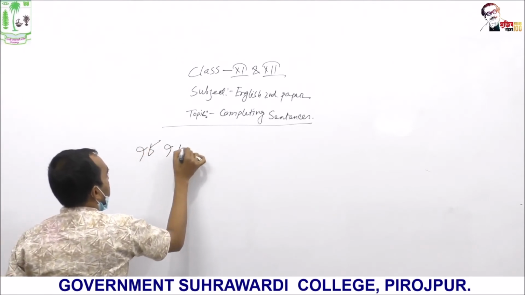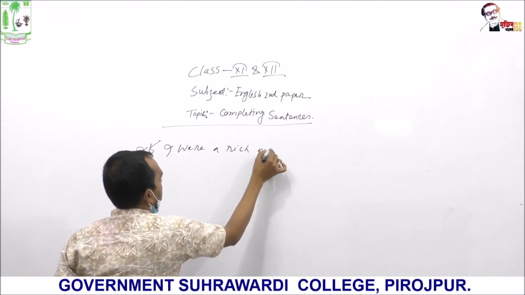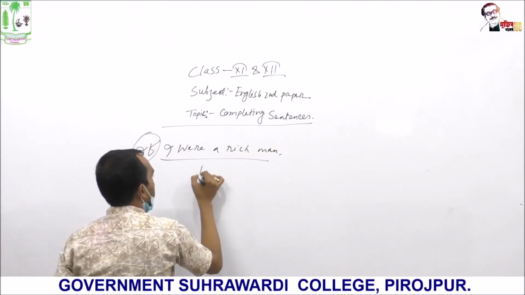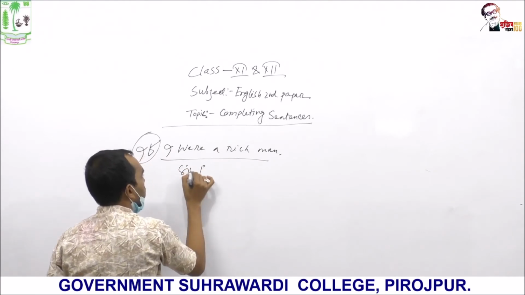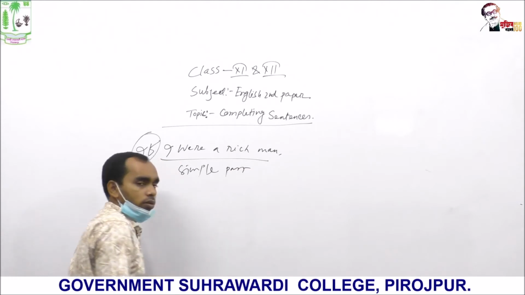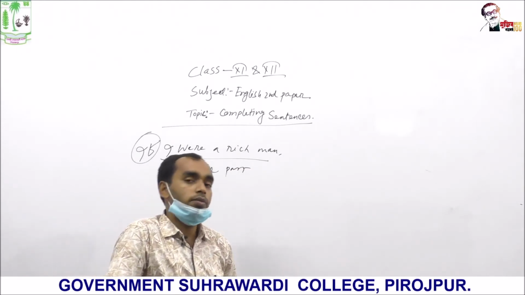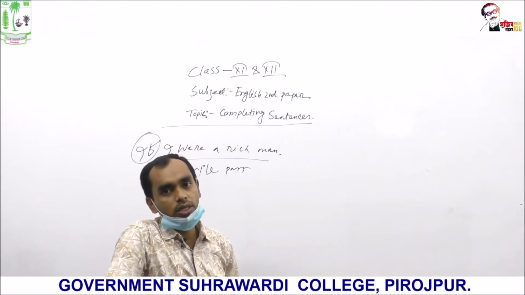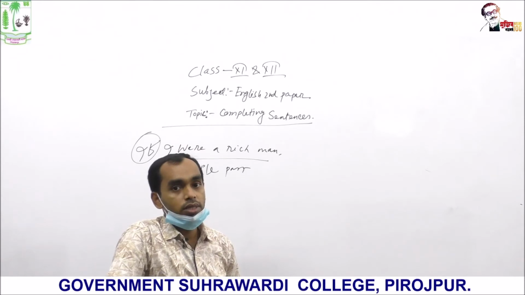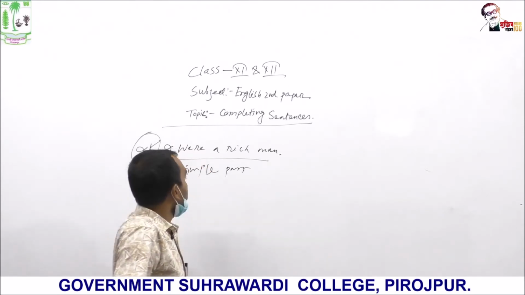If I were a rich man. Here, if and simple past. So the latter part will be or must be in past conditional form, that is called second conditional. Past conditional is called second conditional.